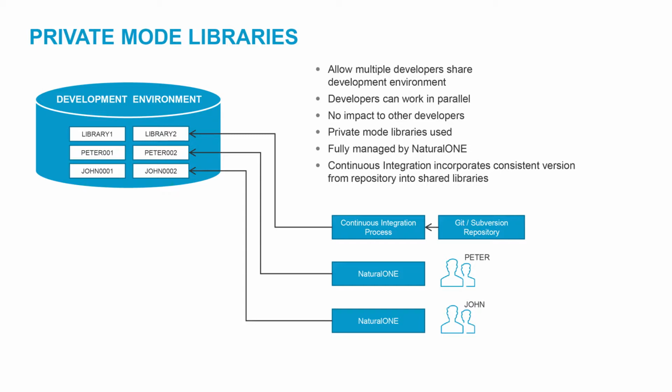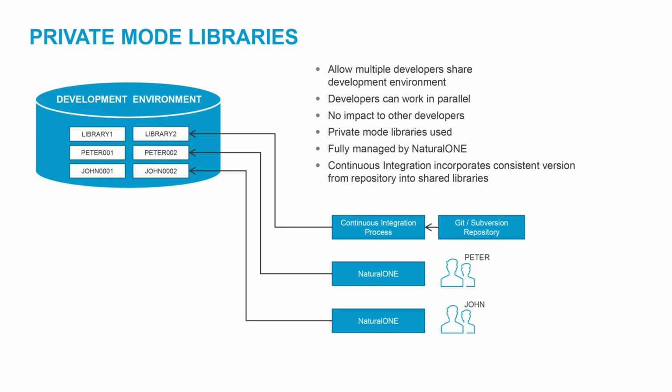In this diagram, Peter and John each have a private library while modifying modules and working in the shared environment. NaturalONE is fully managing this, allowing Natural applications to share the same Natural development server for build, execute, and test. The continuous integration process incorporates a consistent version of the source code from the repository into the shared libraries. This makes the changes accessible for other developers.